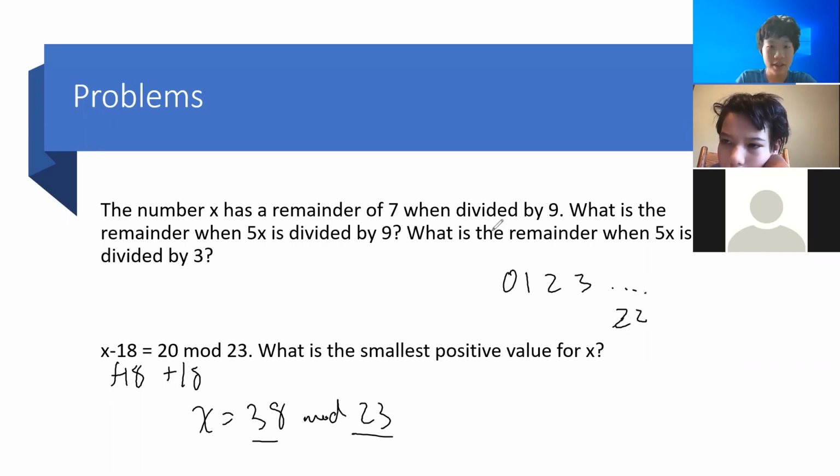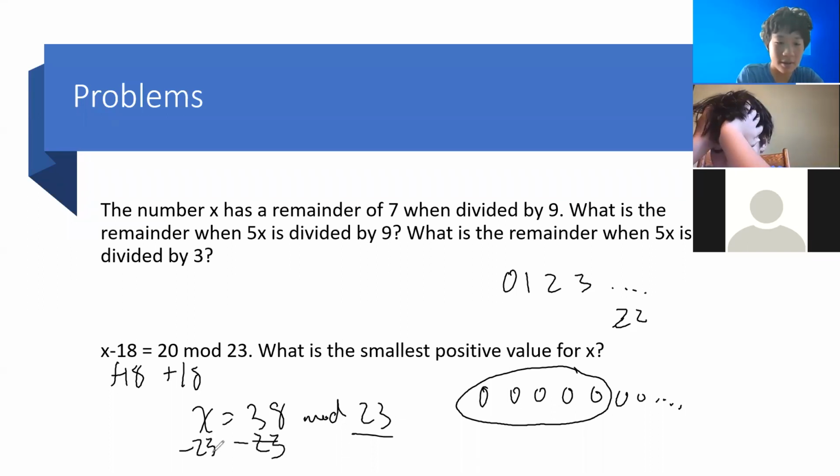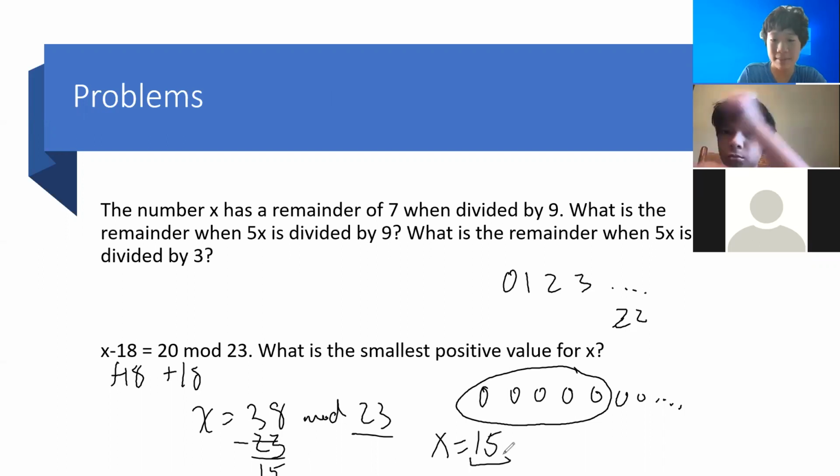If we have 38 as a remainder, we can group them. We can get a group of 23 out of there. So if we subtract 23 from here, it gets the same remainder, because for 38 mod 23, we're just taking an extra group out of that. So 38 minus 23 is 15. So x equals 15. And that's the smallest possible positive value for x. If we were to subtract 23 again, it would turn into a negative. Okay?